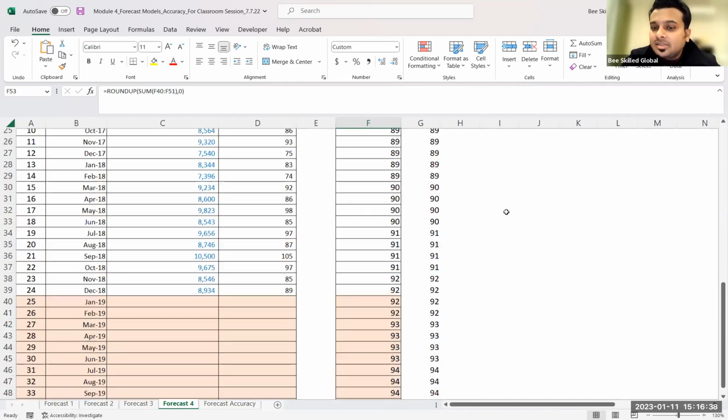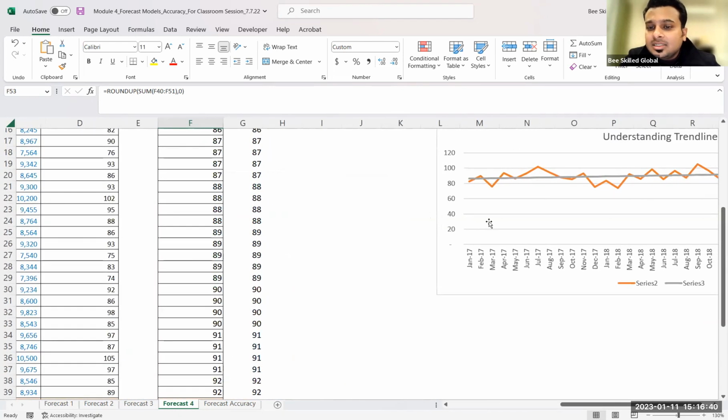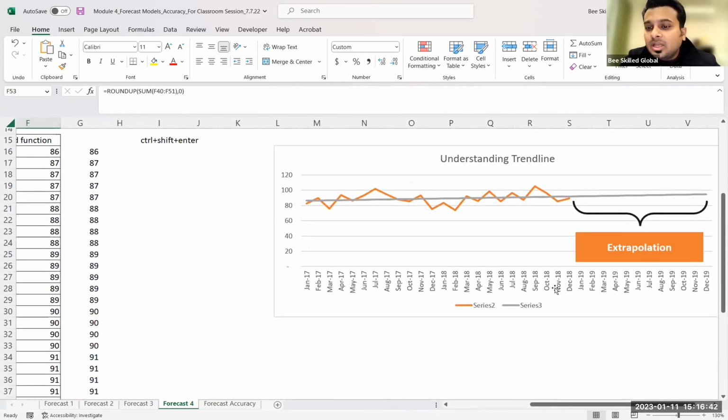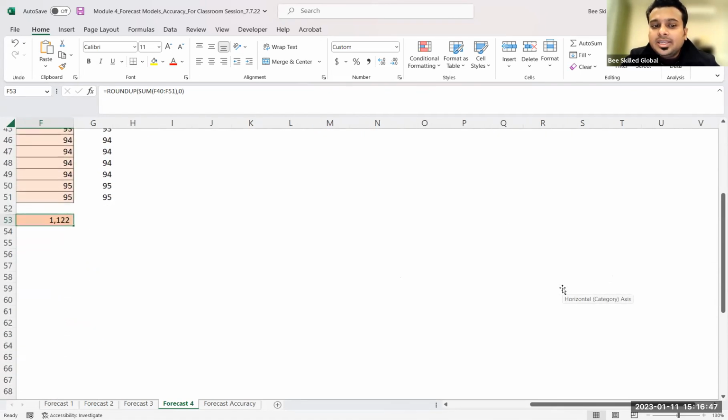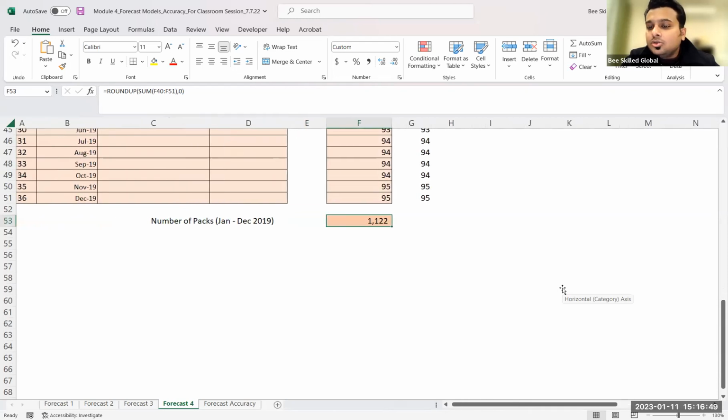This trend analysis is saying that if the underlying conditions of the last 24 months stay the same, then we will need 1,122 packs of ciprofloxacin. Now here, it's the wish of the program team if they want to use the same data, same number, or they can also add 3.2% as a proxy, which we did earlier as well.